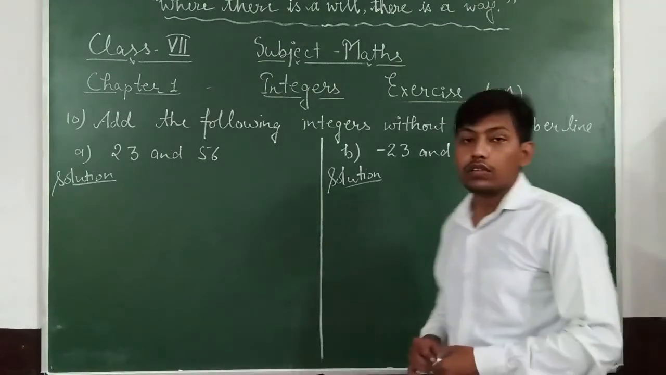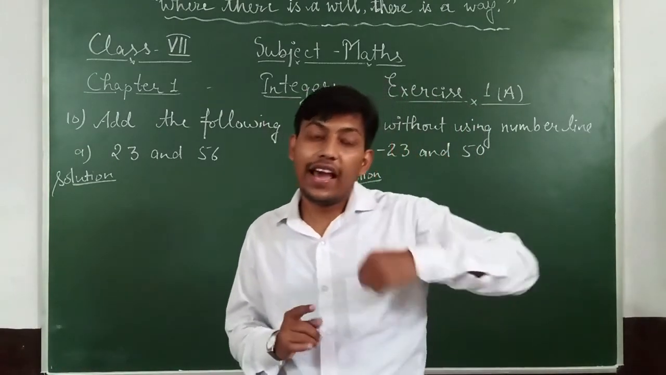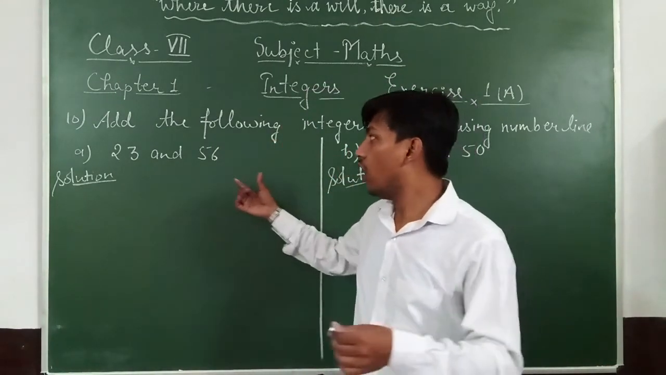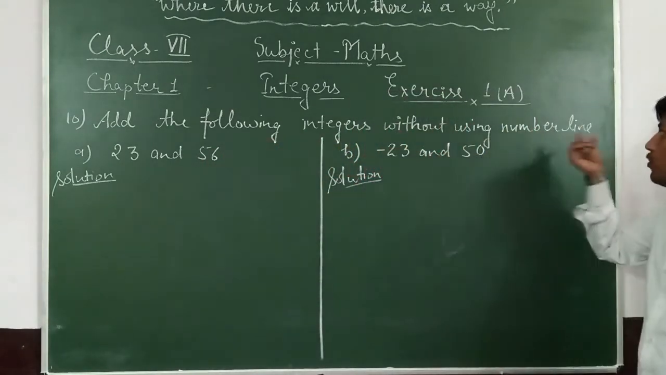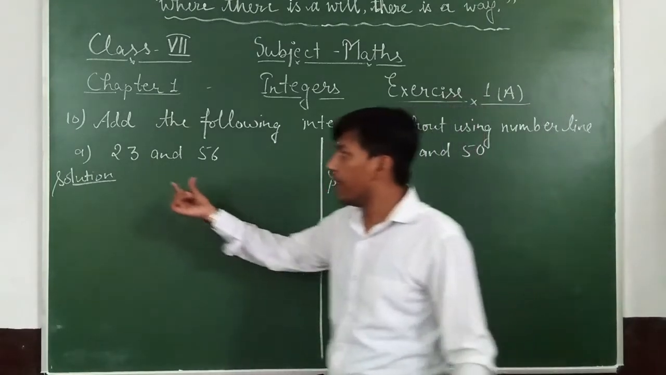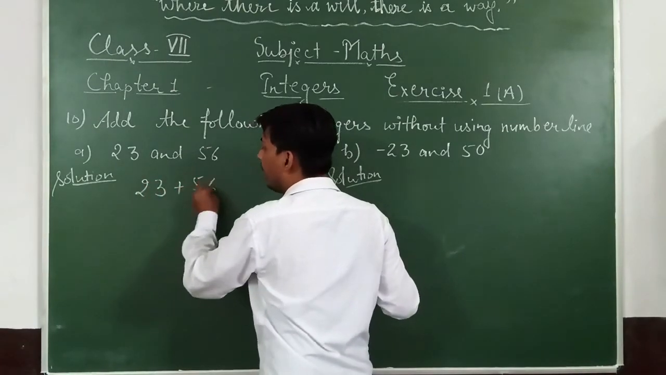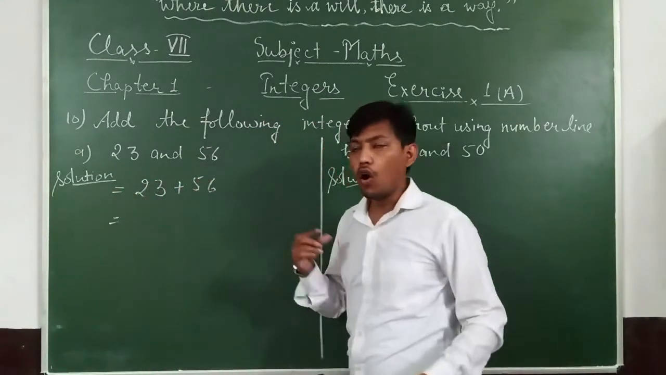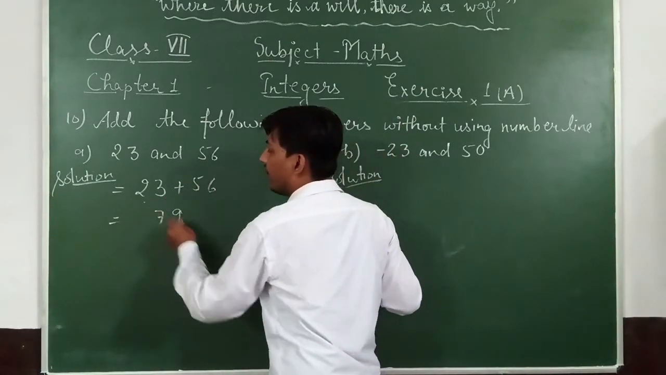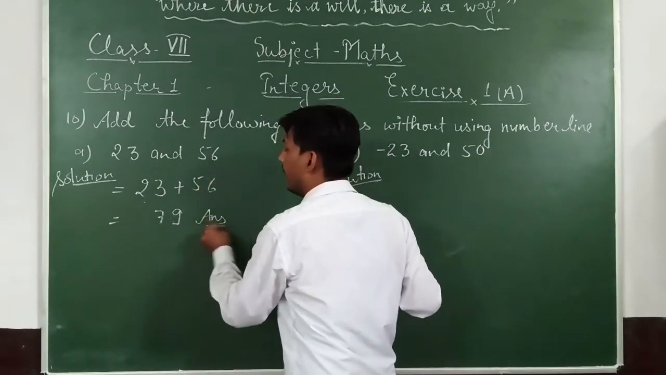Now question number 9 is add the following integers using number line. Do it as we discussed in the first part of the chapter. Now we will add the following integers without using number line. So here both the integers are positive. So 23 plus 56. Add them as whole numbers. 3 plus 6 is 9 and 2 plus 5 is 7. So the sum of 23 and 56 is 79.